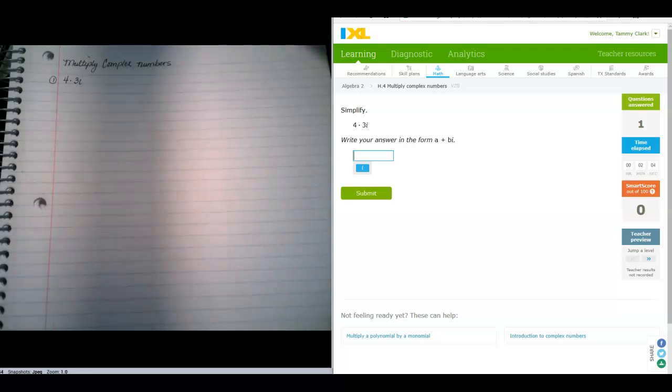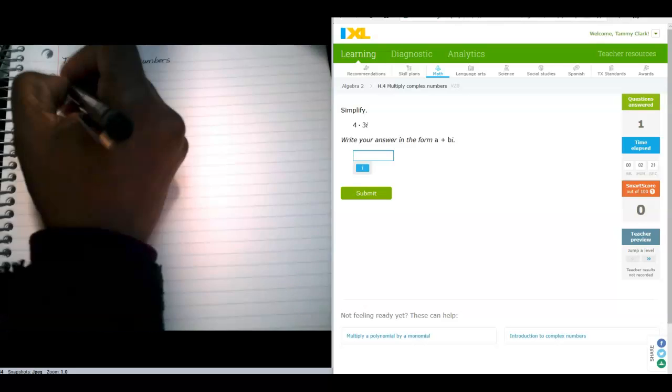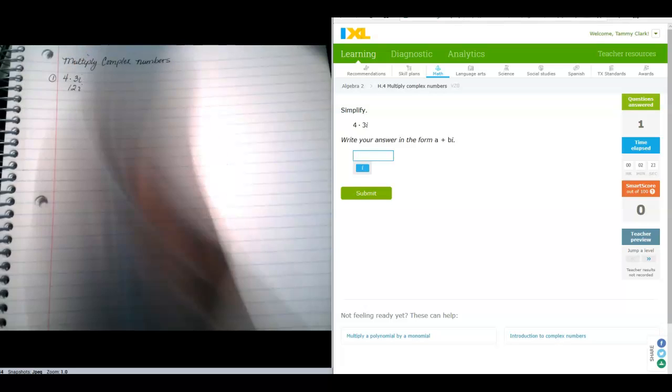Hello, today we're going to be talking about multiplying complex numbers. What I need you to remember is multiplying complex numbers is just like multiplying polynomials, so you must always remember to distribute. So let's take a look at our first question. We've got 4 times 3i, which is simply 12i.